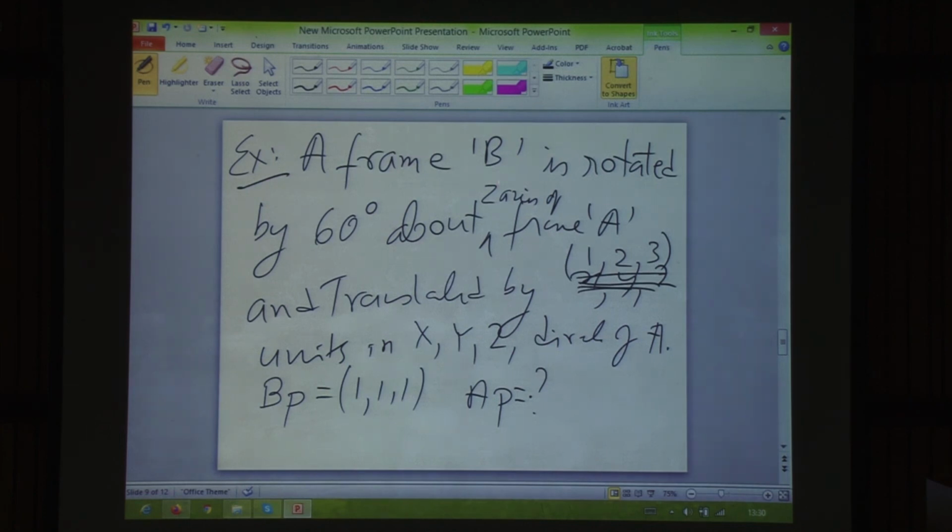So we have 2 frames, A and B. The frame B is rotated by 60 degrees about the z axis of frame A. Then it is translated by 1, 2, 3 units in the x, y, z directions of A. Now, if the coordinate of a point P in frame B is given by 1, 1, 1, what is the coordinate in frame A?